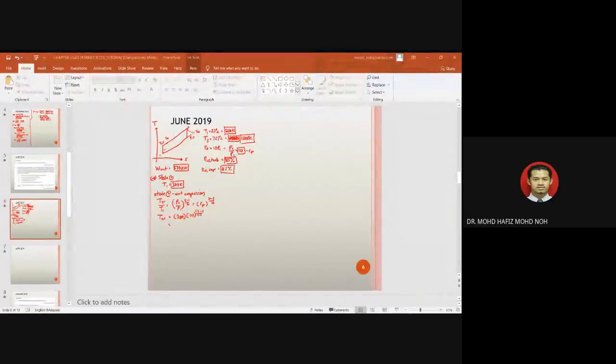Okay, so from here the value of T2S will be, let me check. And we will get the value of T2S equal to 579.2093.